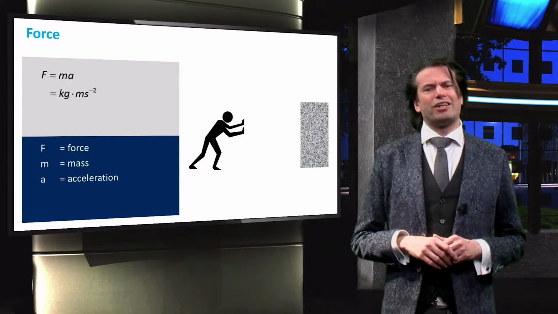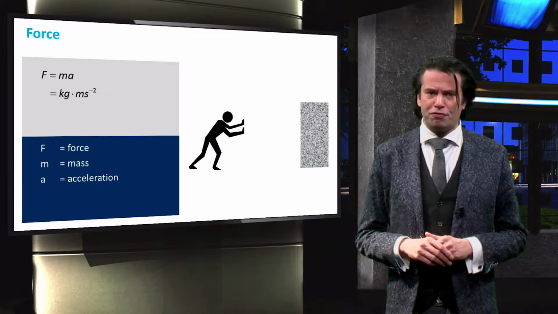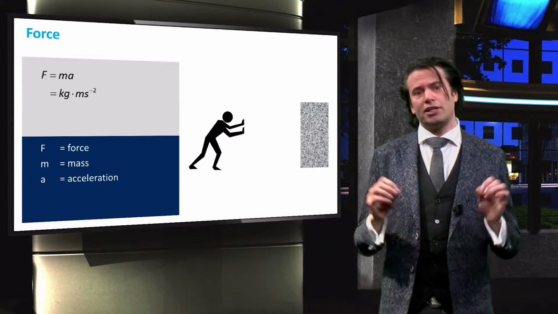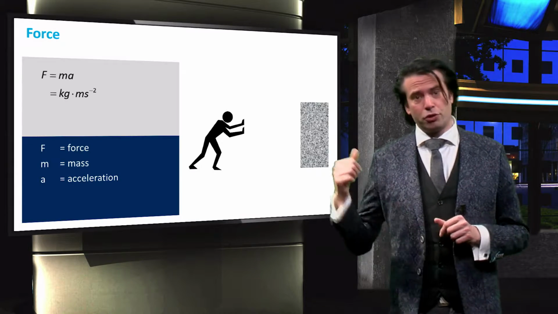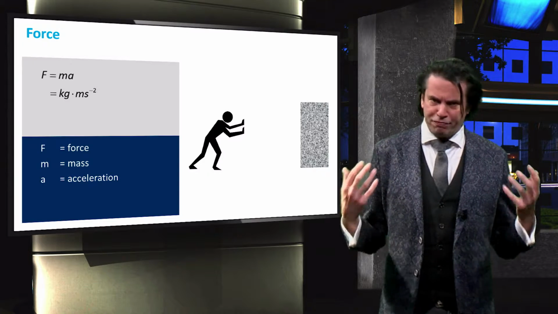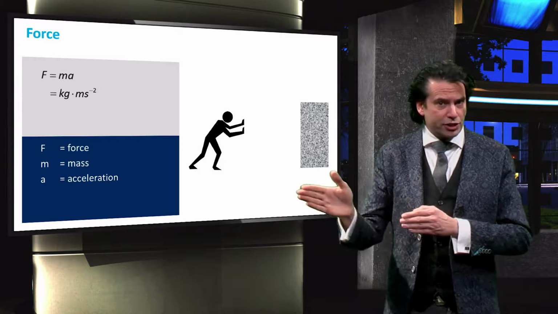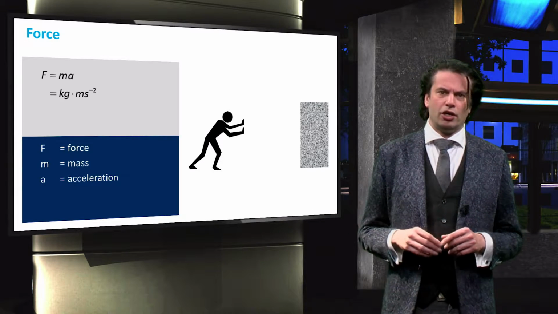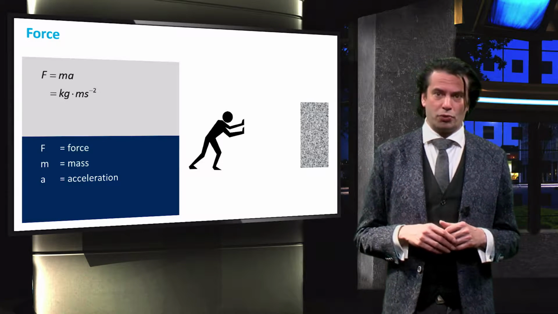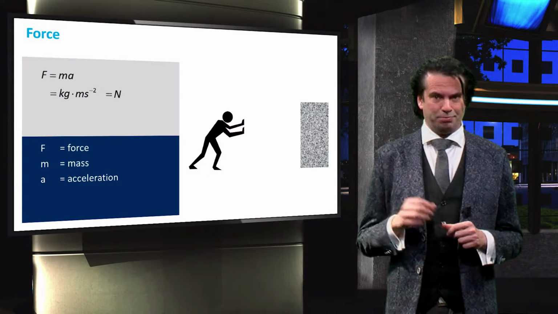According to Newton's second law, the acceleration a depends on the magnitude of the exerted force F and the mass m of the object that undergoes the acceleration, as shown in this equation. We can gather from the figure that the force and the acceleration are vectors, or directional quantities. The units of force are kilogram times meter per second squared, which is known as a Newton, denoted by N.